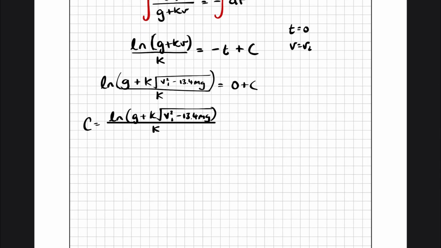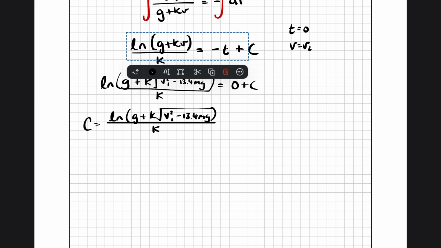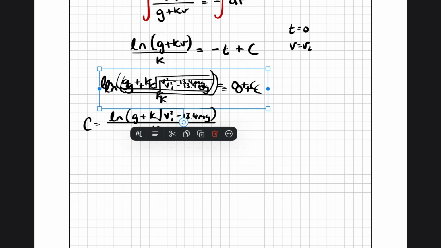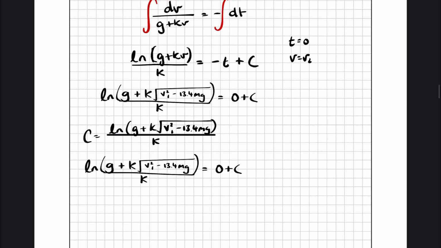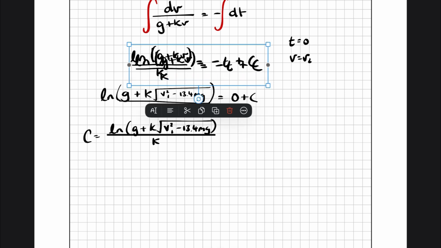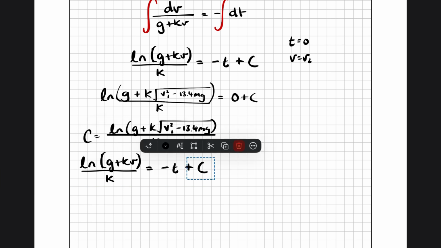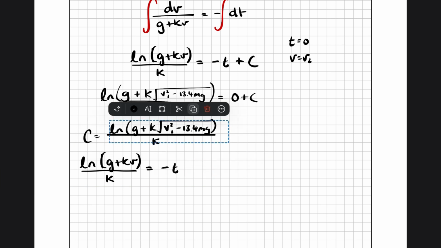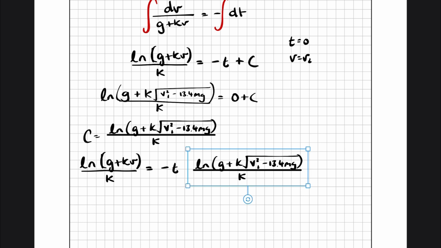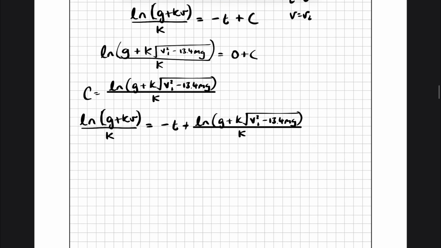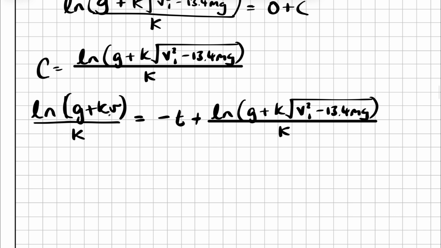Now what I'm going to do is go back to this one here, and I'm going to replace the c with this here. Yikes. Now, we're almost done. What I need to do is get v alone. So I'm going to multiply both sides by k.